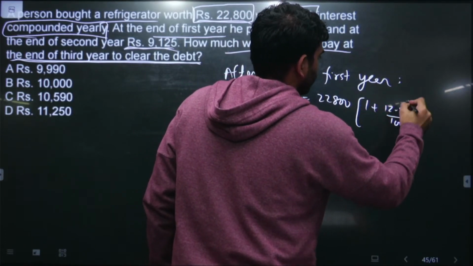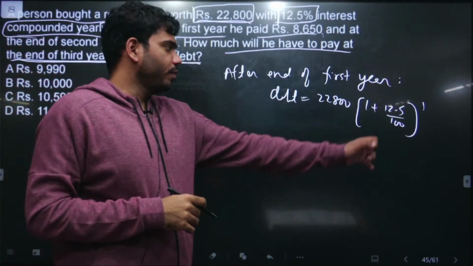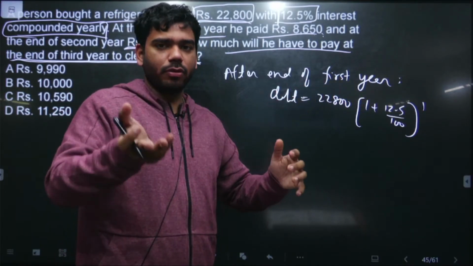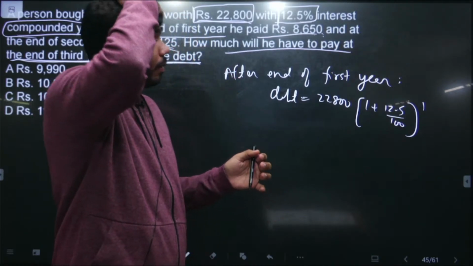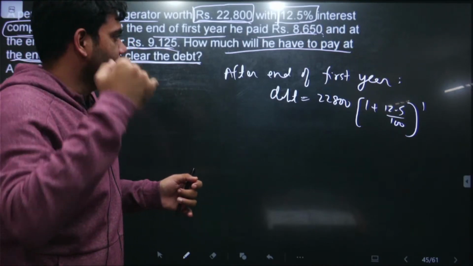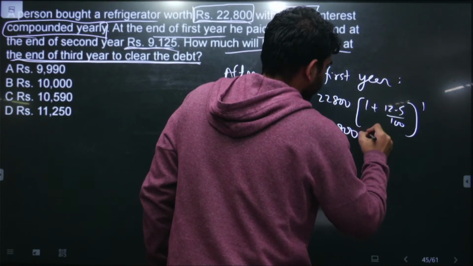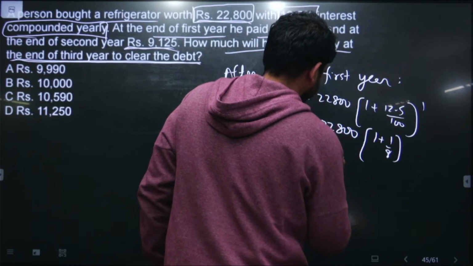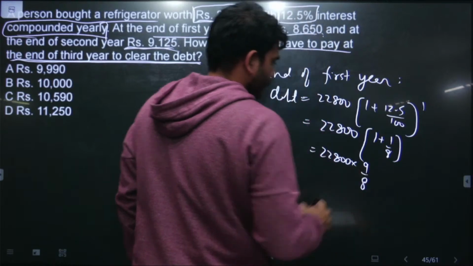12.5 upon 100 raised to the power 1. It means this 12.5% interest rate has been charged for this 1 year. मतलब वही सिंपल सी बात हो गई कि 12.5% interest gain is there on this principal amount, and that is the total debt that he has to pay at the end of first year. राइट, ये सिंपल सी चीज हो गई. Calculating this thing, ये आ जाएगा आप लोगों का 1 + 1/8, 22,800 into 9/8.